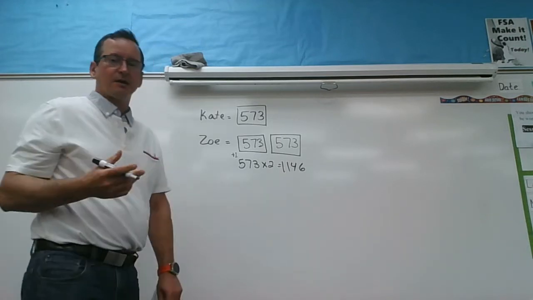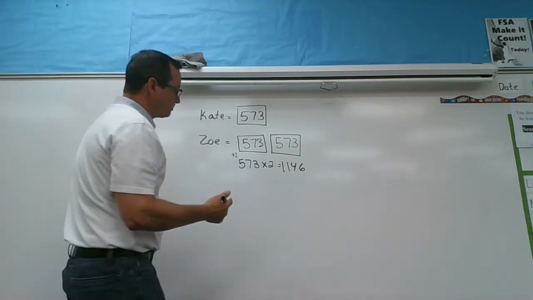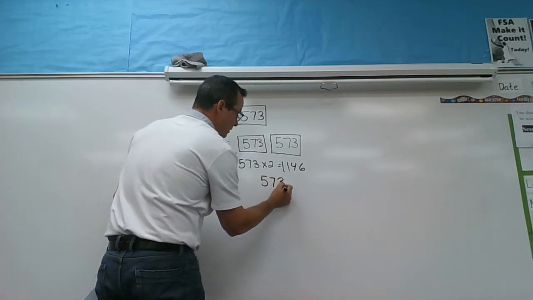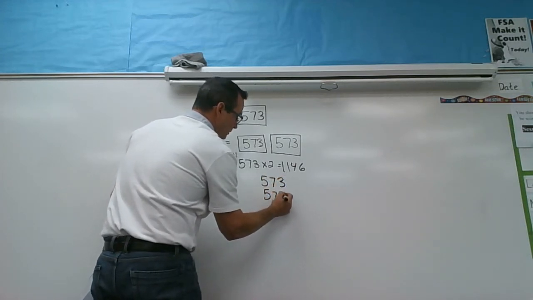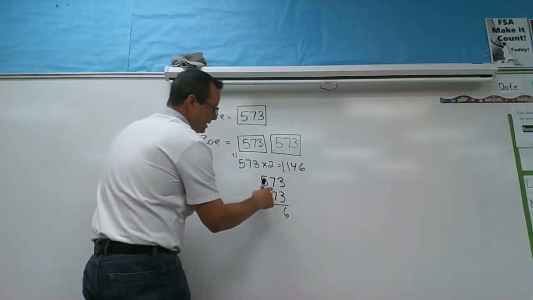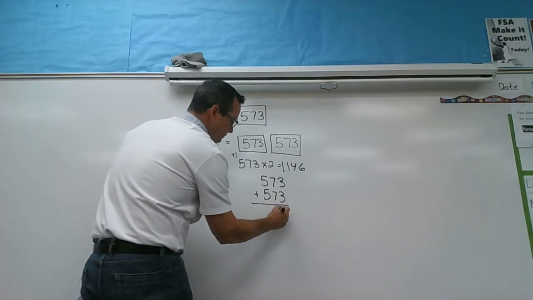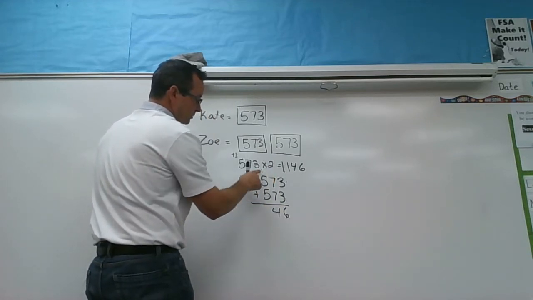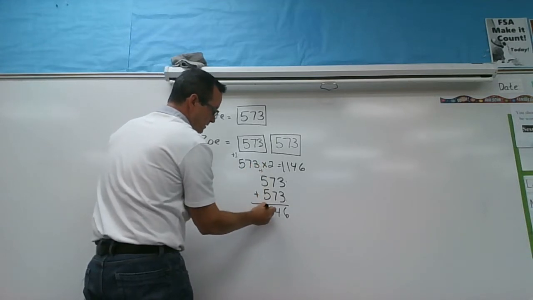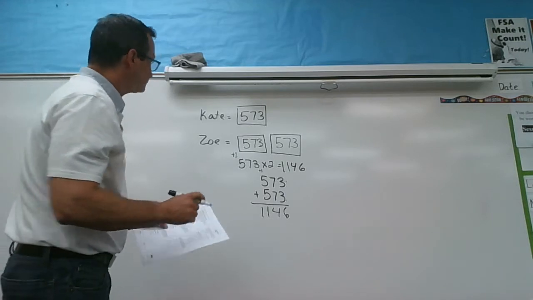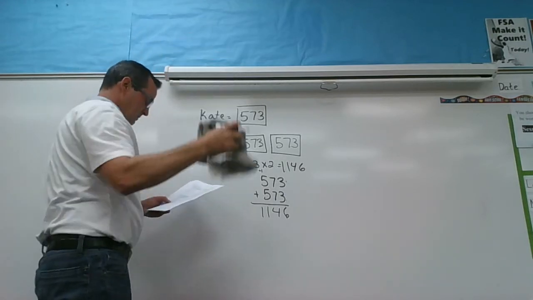Or if you don't know how to multiply, you can always do this addition. Remember, we're adding twice our number. When we add these two numbers, 3 plus 3 is 6. 7 plus 7 is 14. We have to carry 1 to the hundreds. 5 plus 5 is 10, plus 1 is 11. So 1146 is the answer. So the answer is B.